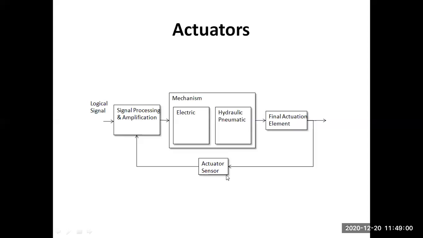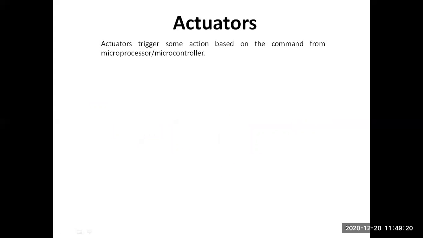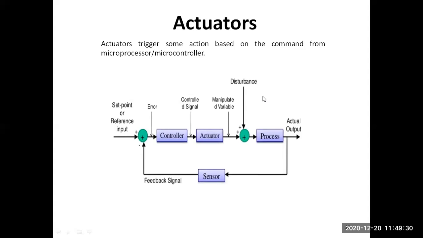Now I'll revert back to the actuator sensor. So this sensor will try to ensure whether the intended action is actually performed or not, right? Based on that, more corrective measures can be taken. As I have already mentioned, they trigger some action based on the command from the microprocessor or microcontroller. So actuators are actually part of the overall control system, and their role is to facilitate the actuation process. So this is the loop of a control system.